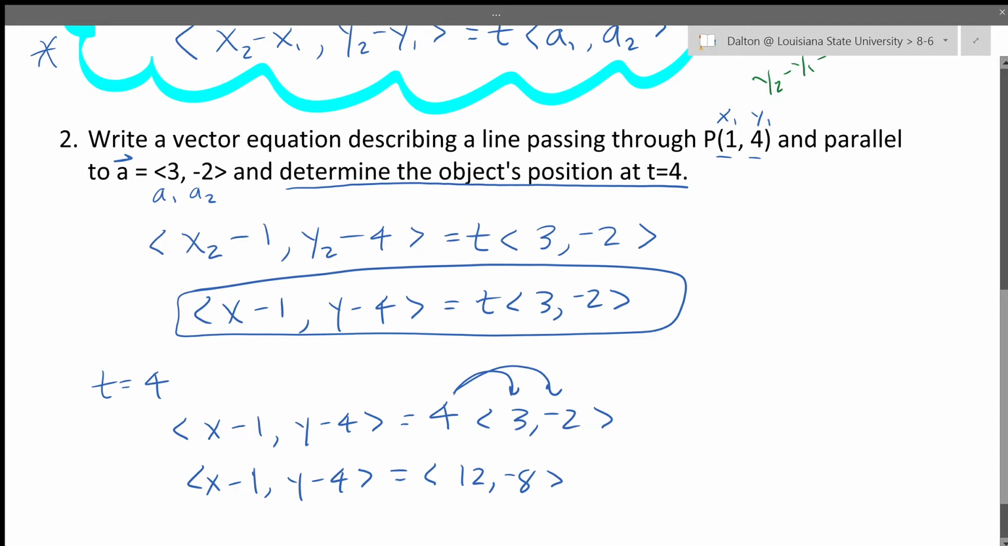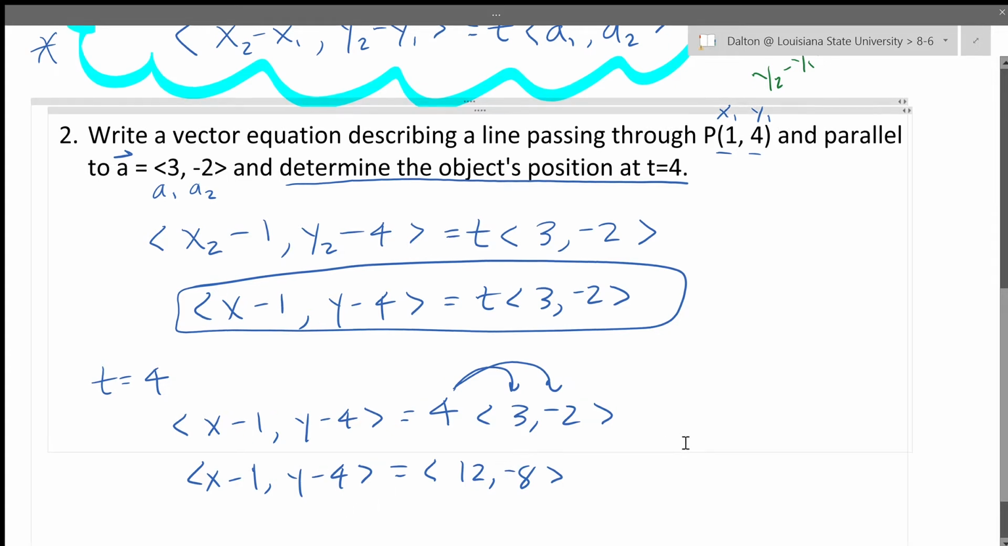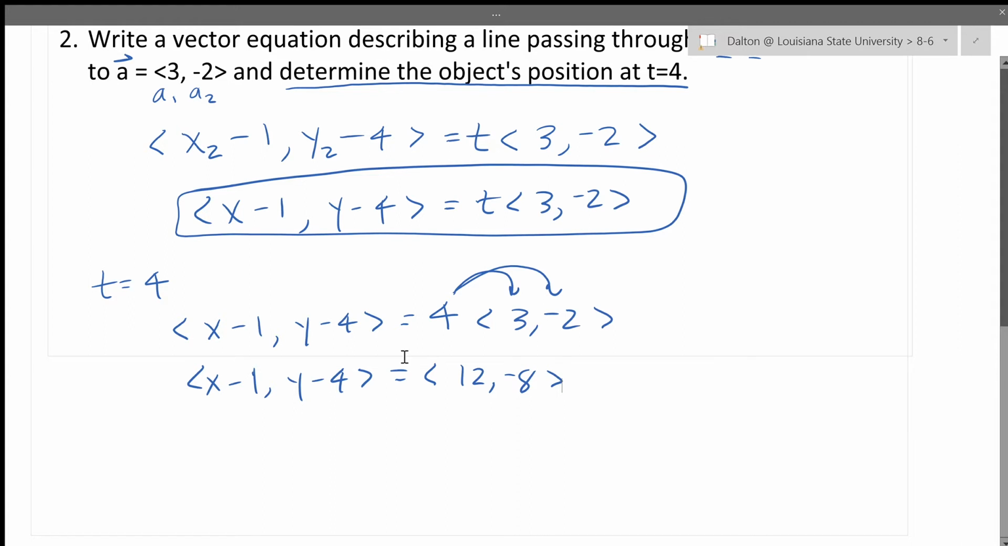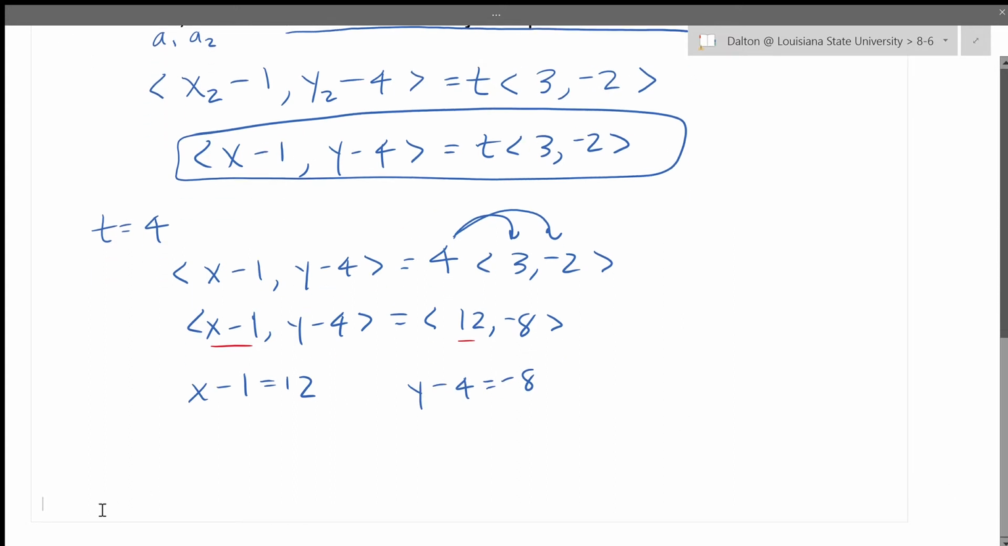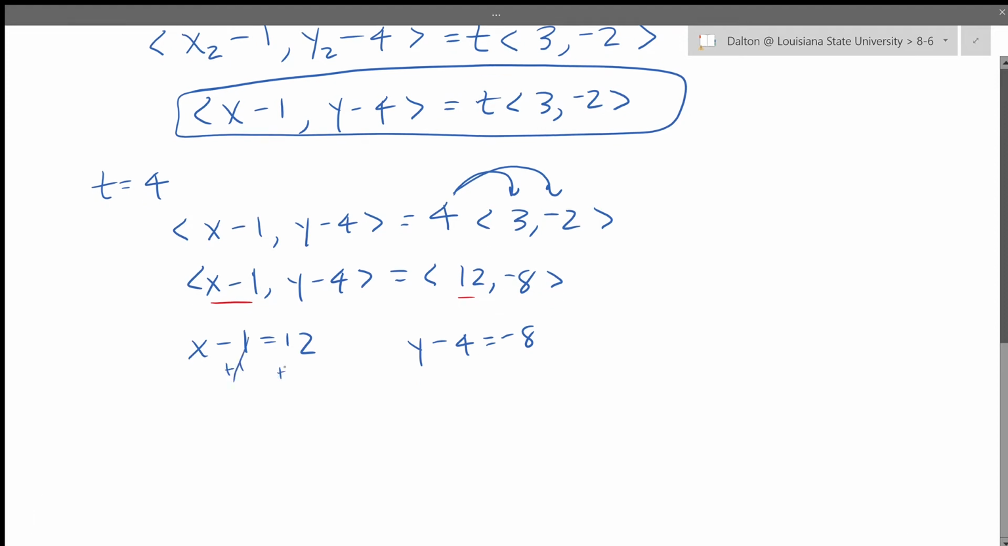And then, by definition, anytime we have a vector equal to a vector, its components are equal as well. Right? So this x component, x minus 1, is equal to 12, and the y components are also equal: y minus 4 is equal to negative 8. And now these only have one variable, so I can solve. If I add 1 to both sides, I get x equals 13. And if I add 4 to both sides in this one, I get y equals negative 4.